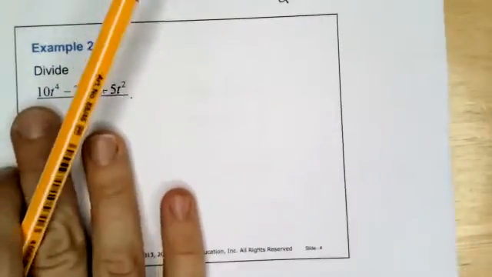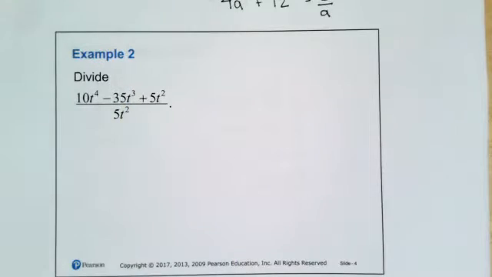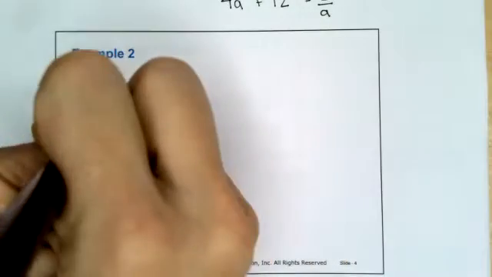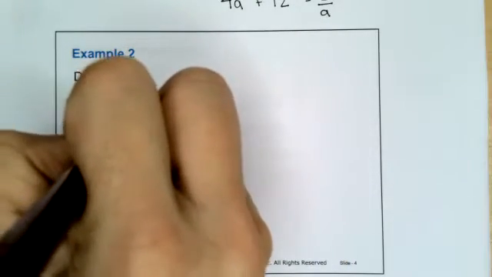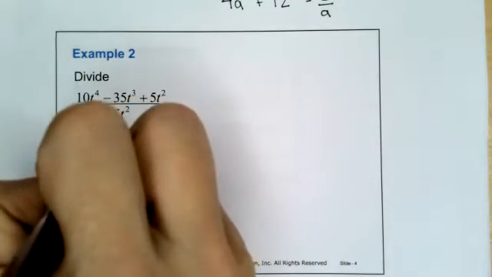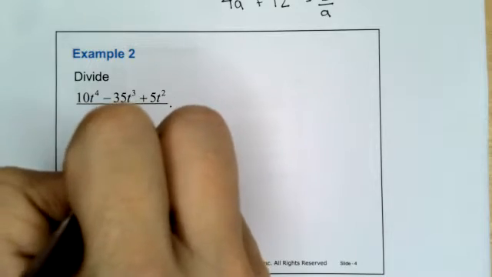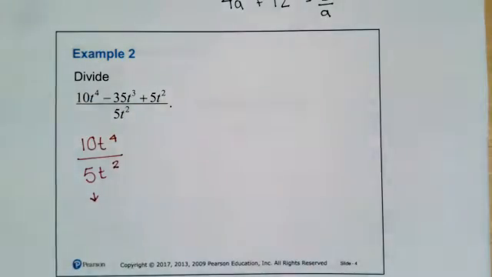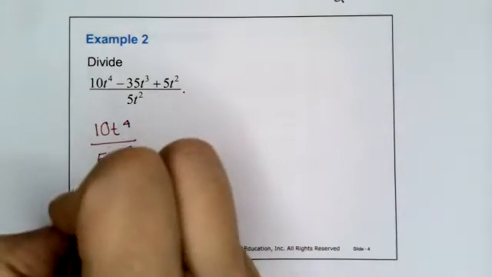All right, here's another example: 10t to the 4th minus 35t to the 3rd plus 5t squared, divided by 5t squared. Okay, let's separate it out. So we have 10t to the 4th over 5t squared. What I can change that to is, 10 is 5 times 2, right?